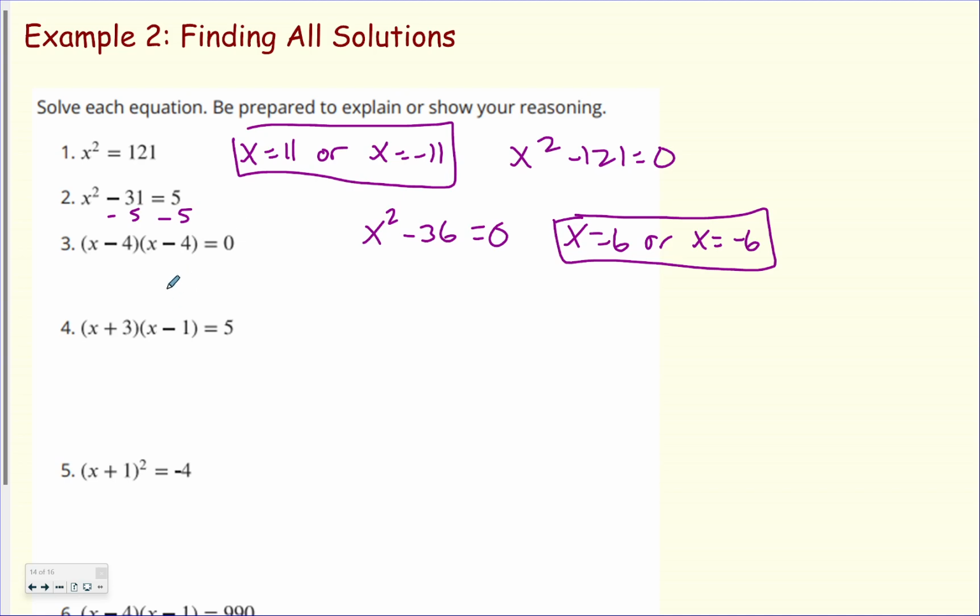What about this one? x minus 4 times x minus 4 equals 0. Well, let's see. Zero product property, right? Either x minus 4 equals 0 or x minus 4 equals 0. Hey, don't those give the same answer? If you get two of the same answer, you only have to write it once because the or is moot there. Both are 4s, and so x is 4.